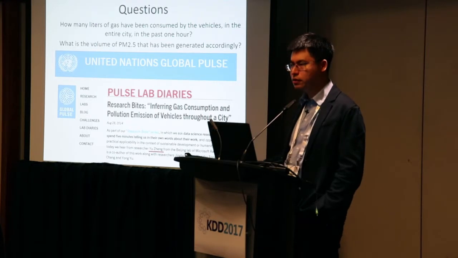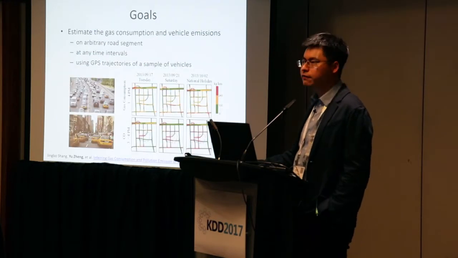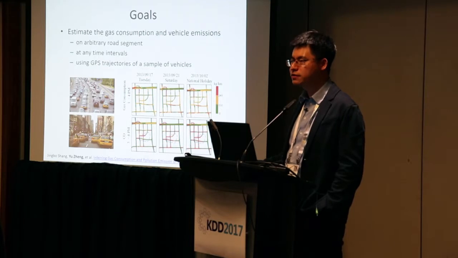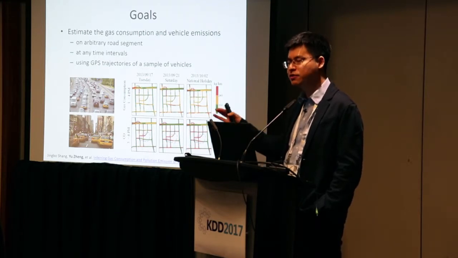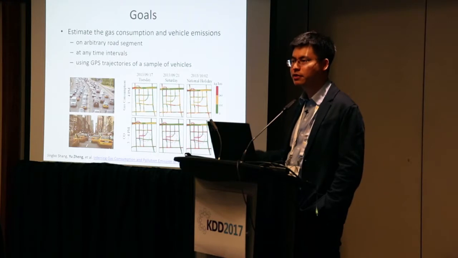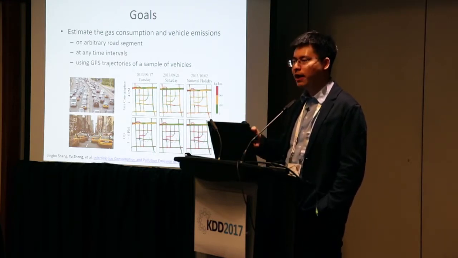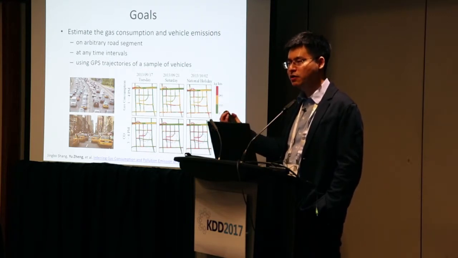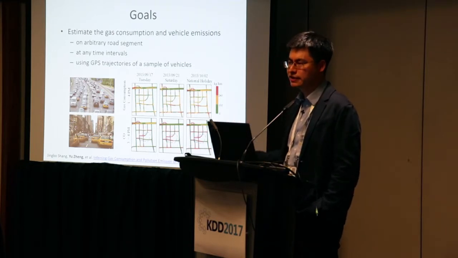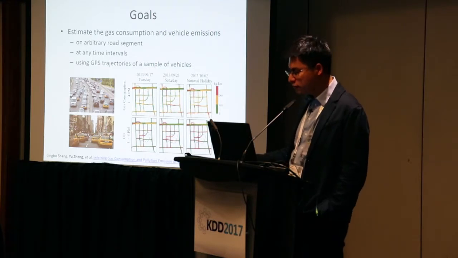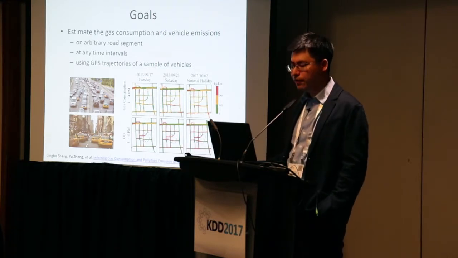So what we can do here is infer the travel speed, traffic volume, gas consumption, and the pollution emission of vehicles on each and every road segment throughout the entire city in the past 10 minutes. This is based on GPS trajectories generated by a sample of vehicles, combined with point of interest data, road network data, and meteorological data. So it's still a data fusion application. This is a publication. Let me show you a real system.